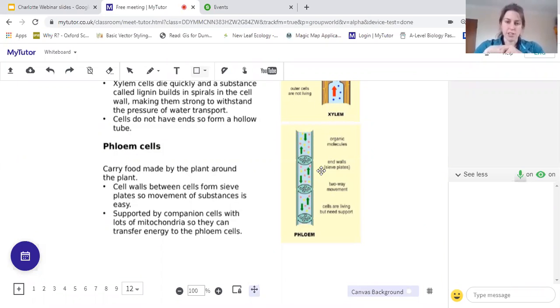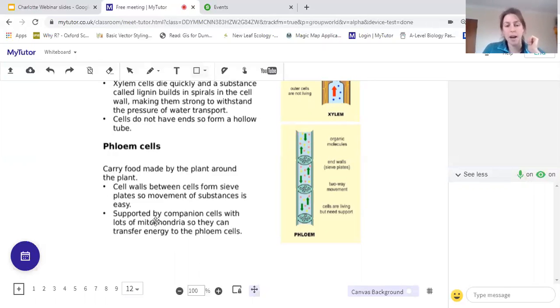Phloem are very different to xylem. They're still alive, they're living cells. The cell walls between the cells, so here, remember xylem didn't have those anymore, so they're just a tube. But in phloem cells, they're kind of like a sieve. So they have these sieve plates in between. These are all cells stacked on top of each other. And so food and nutrients that's being moved around the plant is sieved through these plates.